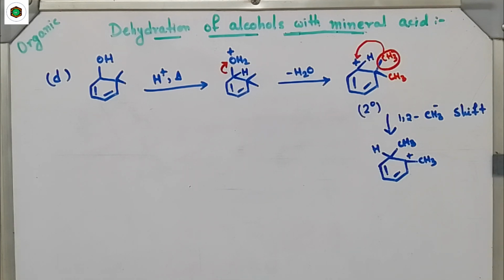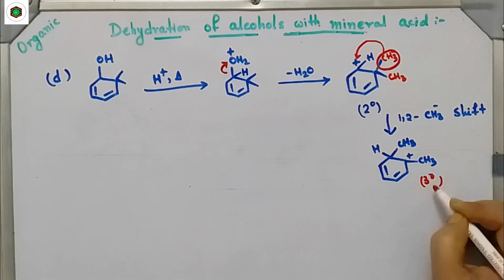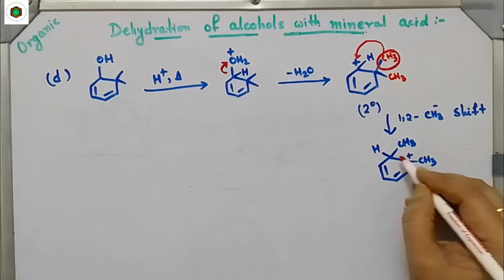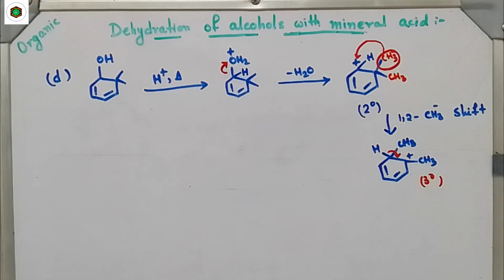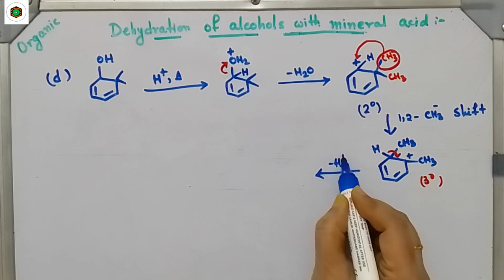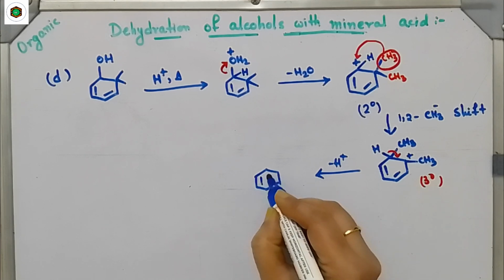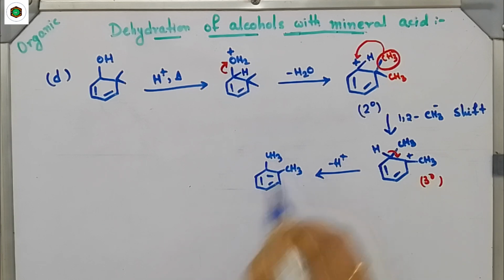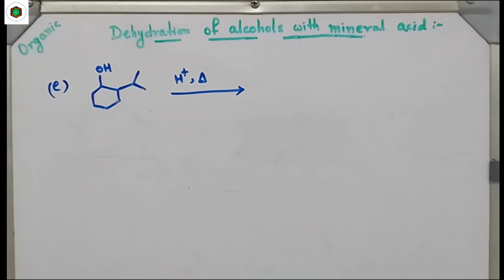Now, this carbocation is what? It is bonded with 3 more carbon atoms, so it is tertiary, it is more stable than the secondary carbocation. Then what will happen? Adjacent to that carbon, hydrogen is there. Remove this hydrogen for beta elimination. Minus H plus. You will get this aromatic compound.